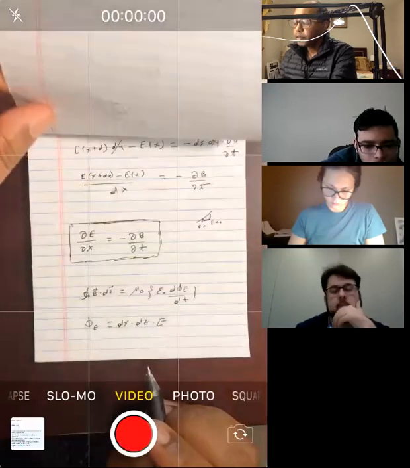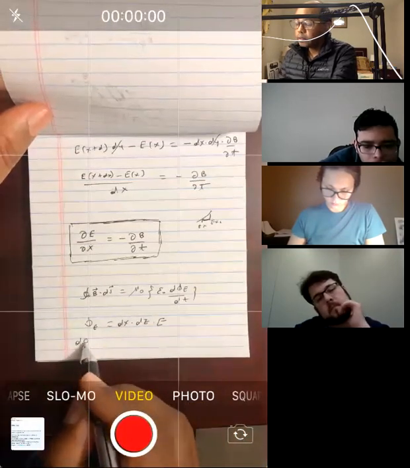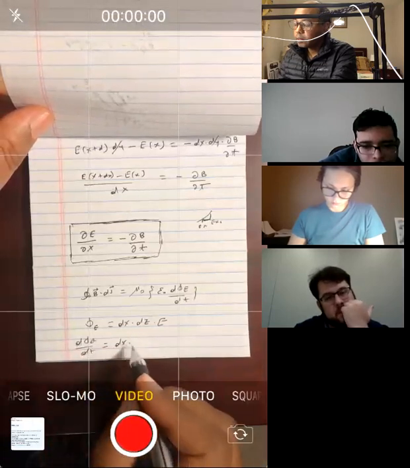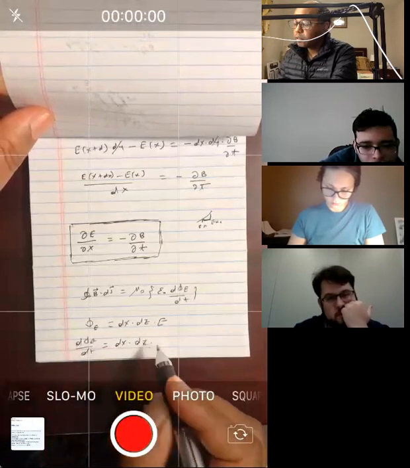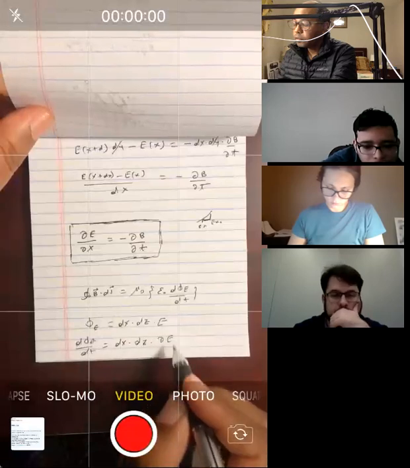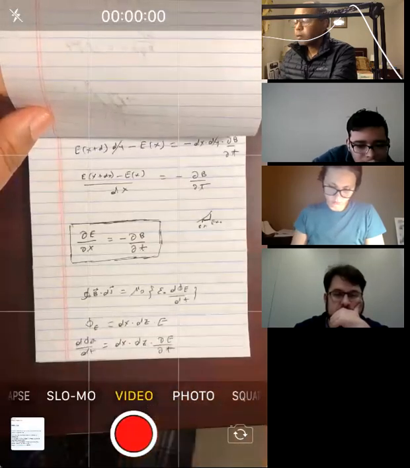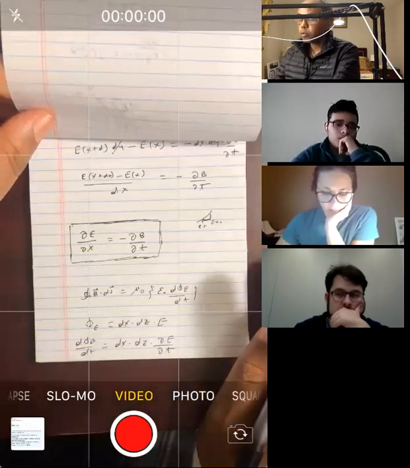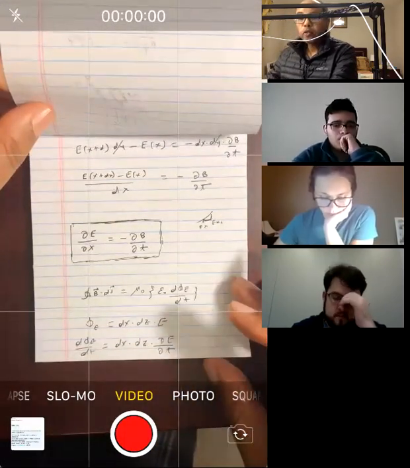Okay, so what is d phi E by dt? Well, it will be dx dz, and then the derivative of the electric field with respect to time. It's going to be a partial derivative because this is a constant x process. Okay, now let's do the line integral.